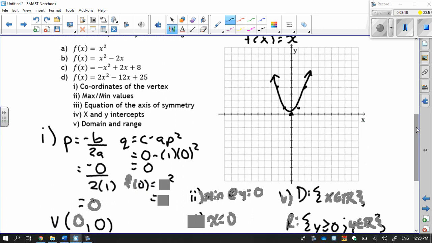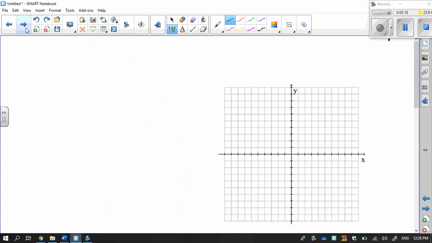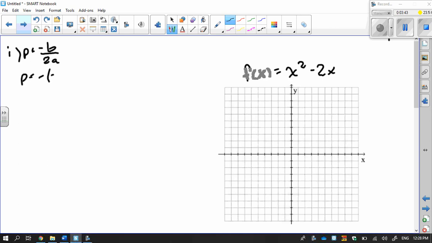Our next one that we are going to do here is f of x is equal to x squared minus 2x. So if we look at this, the first thing that we're going to do is find the vertex. So p is equal to negative b over 2a. P is equal to negative negative 2 over 2 multiplied by 1. If we remember correctly, this negative, it doesn't matter where it goes, it just needs to be in there. So equals 2 over 2 is equal to 1.